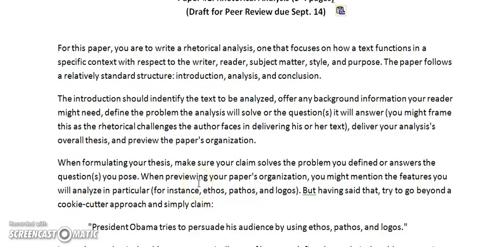When previewing your paper's organization, you might mention the features you will analyze in particular, for instance, ethos, pathos, and logos. But having said that, try to go beyond a cookie-cutter approach and simply claim something like the following: President Obama tries to persuade his audience by using ethos, pathos, and logos. That thesis could apply to any speech he's ever delivered as president. What you want to do is tailor your thesis so that it fits the text you're analyzing in all of its specificity.